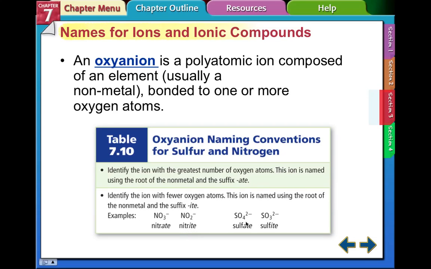Let's look over here at the sulfates. So we have SO4 and SO3. SO4 has more oxygens, so that's going to be sulfate. Less oxygens, that's going to be sulfite.